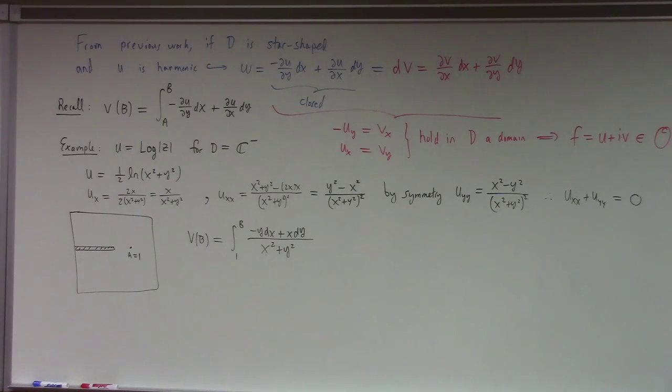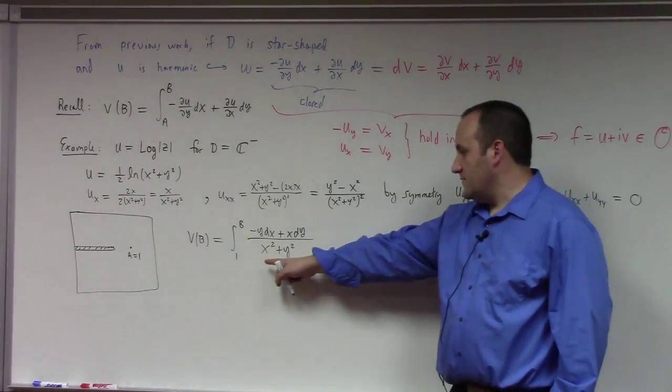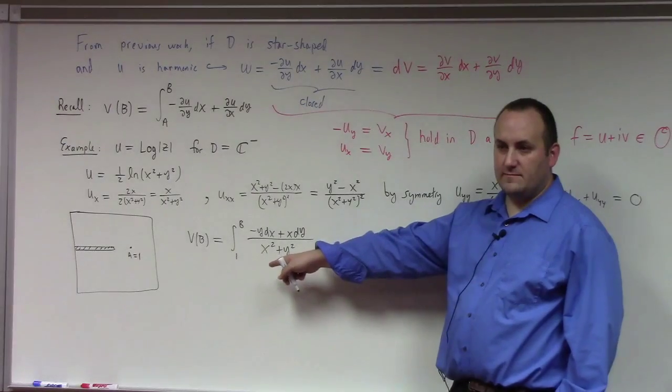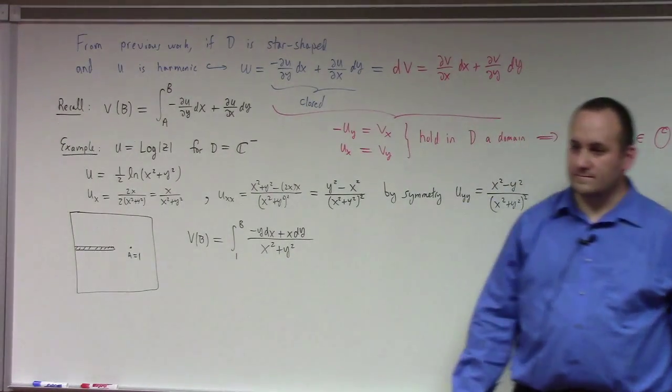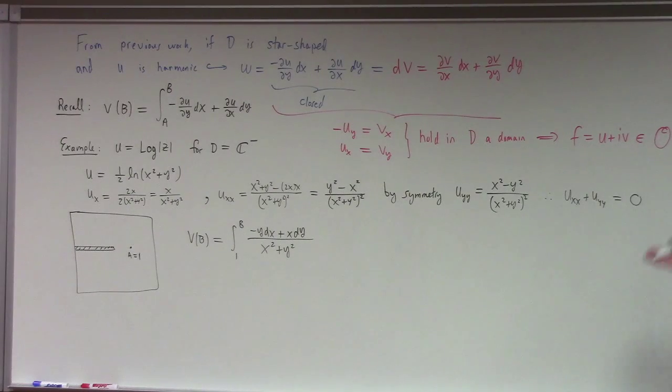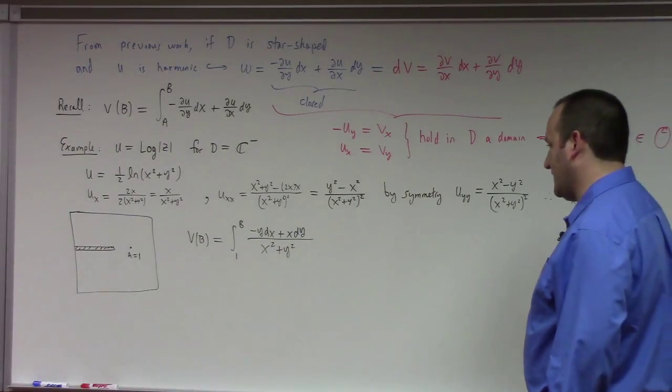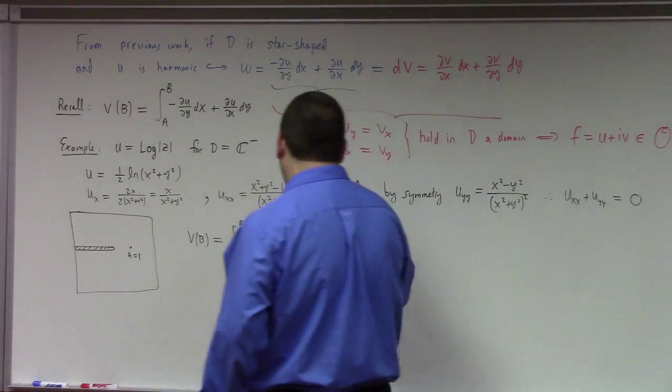Does that look familiar? Isn't this the one I showed last class is not exact? Remember, we took that form and I integrated it around the unit circle, and I got 2 pi. Remember? Why is that appearing here? Because it's star-shaped. Yeah, let me just cut through the nonsense here.